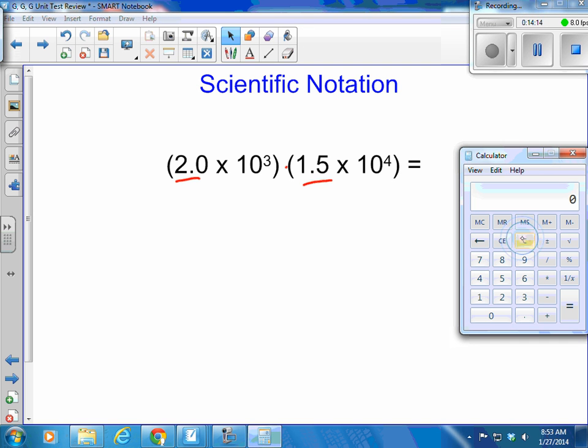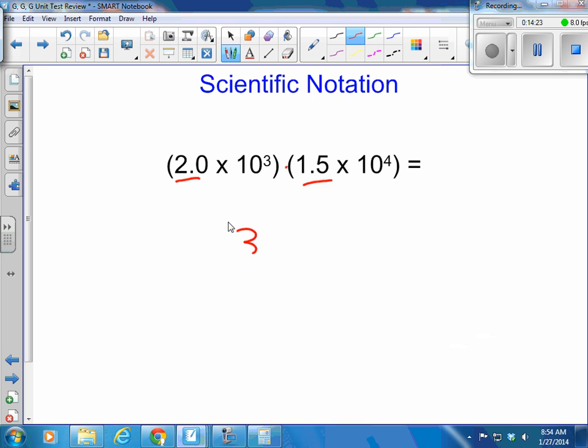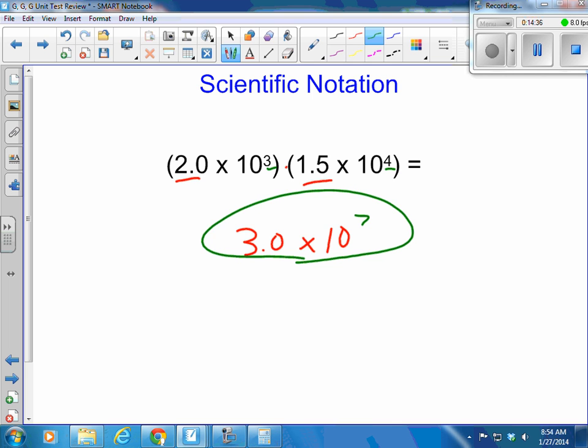I have, let me clear this out, I have 2 times 1.5. That gives me 3, but it has to be a decimal for scientific notation. So I have 3.0 times 10 to the, this one it's third, this one it's fourth. In multiplication problems, I add my exponents: times 10 to the 7th. That is my correct answer. You'll have a problem similar to this on your assessment.